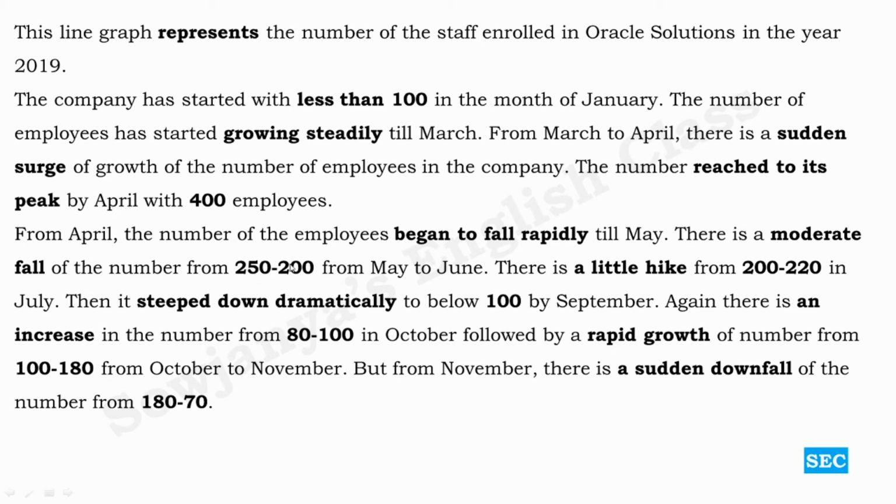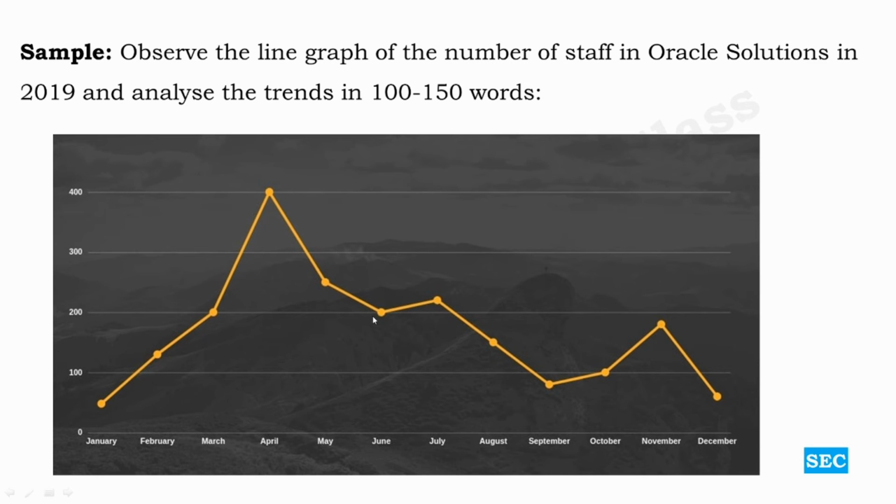But here there is a moderate fall of the number from 250 to 200 from May to June. So if you observe from May to June, what happened? From this middle point to 200, that is 250 approximately to 200.